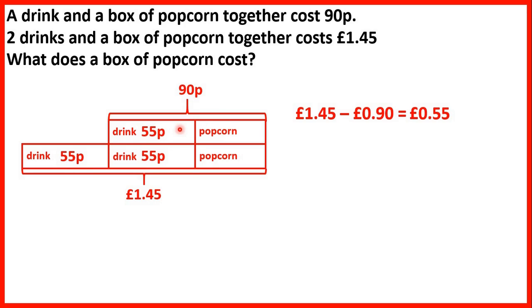So if we look at this top line, we have 55 pence plus a box of popcorn totals 90 pence. So to work out how much the popcorn costs, we can work out 90 pence minus 55 pence, and that gives us 35 pence as our answer.